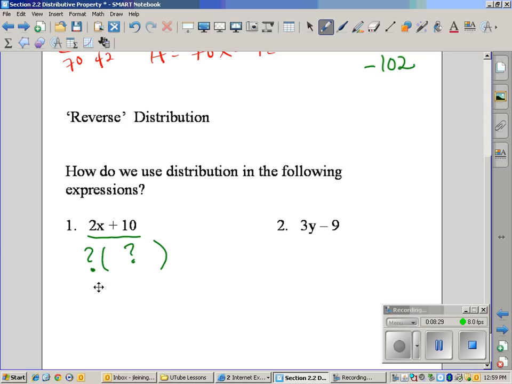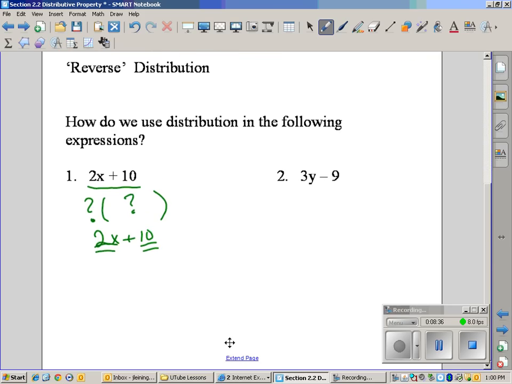So we're looking for a common factor, something that is in both 2x and in 10 that we can divide out. If distribution involves multiplication, then the reverse of distribution involves division. So what can I divide 2x and 10 by that have the same exact number in them? Well, I think 2. 10 and 2 are both divisible by 2. When we do that, what do we have left? We have x, the 2's cancel, 10 divided by 2, and it's positive, is 5.